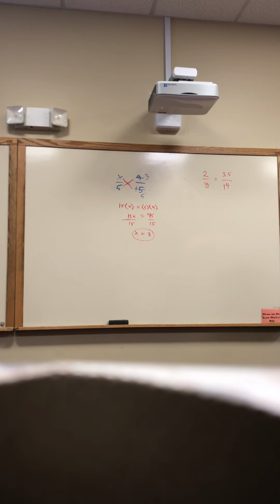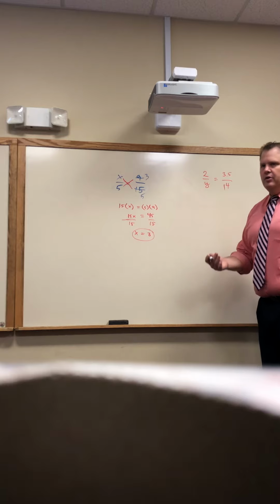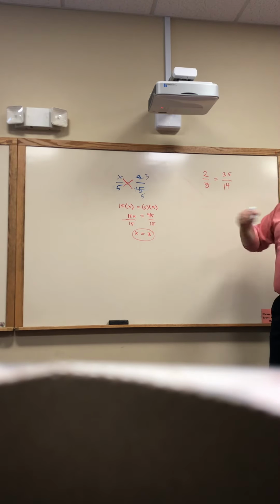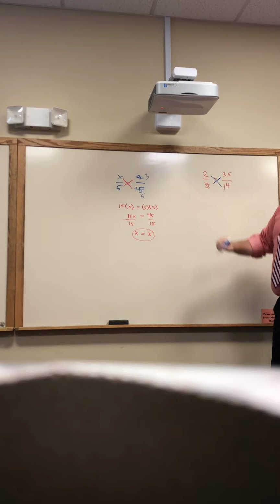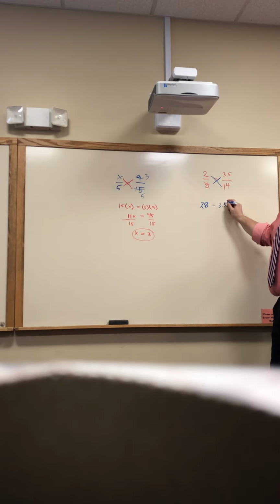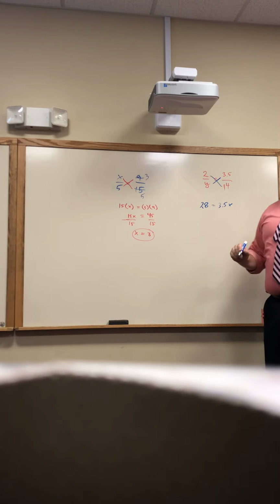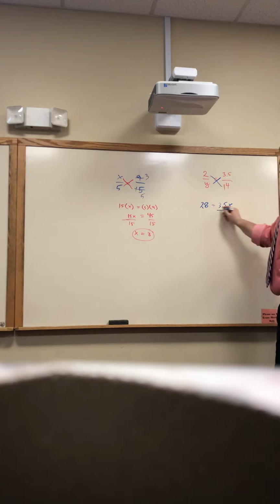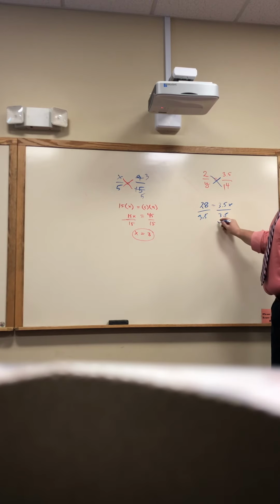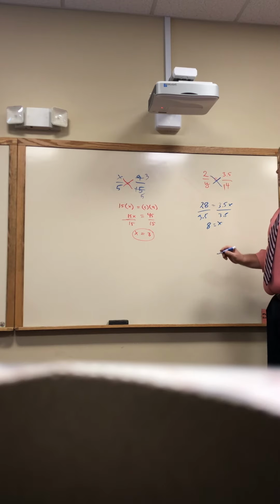Now we're going to cross multiply. This is the way they teach you. There's two different ways to do it. That's why I'm going to show you both ways. One way, straight cross multiplication. 2 times 14 is 28 equals 3.5x. What do we get? 8.